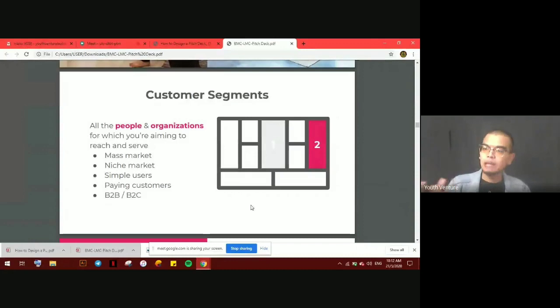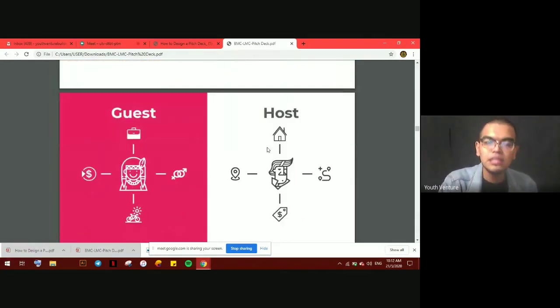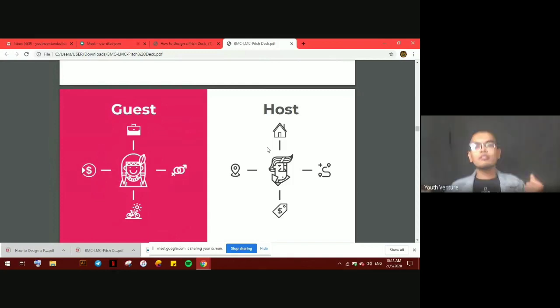Is this the segment that is facing the problem that you are trying to solve? If the answer is yes, that is your customer segment. If they are not facing the problem that you are trying to solve, that means that is not your customer segment. So in Airbnb's case, there are two types of customer segment.